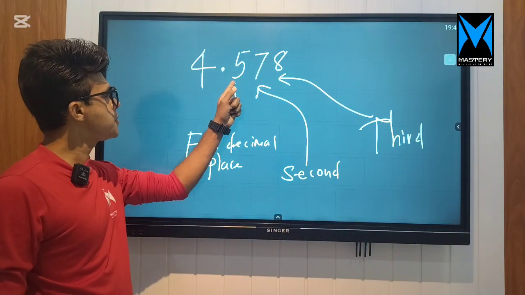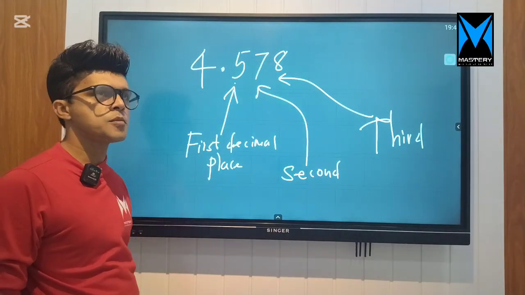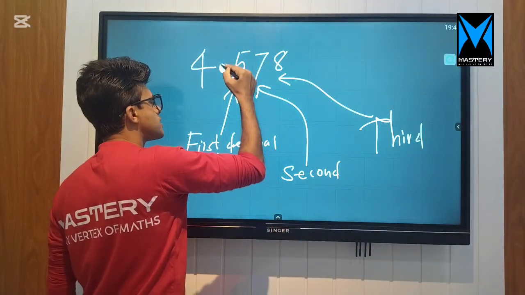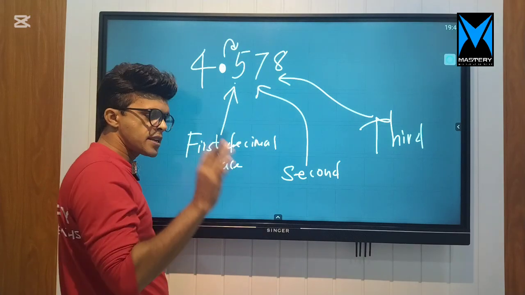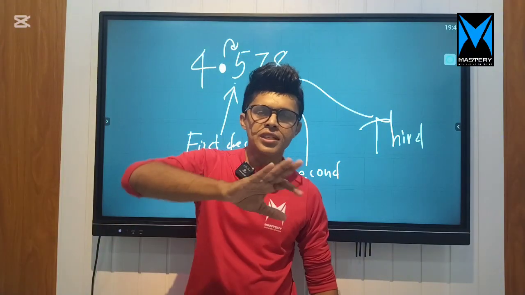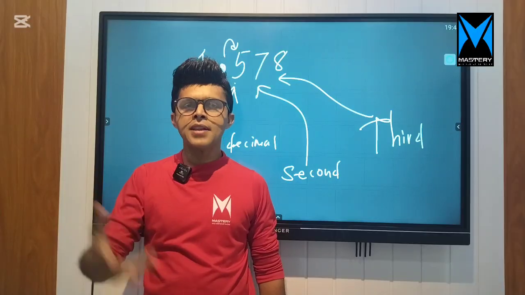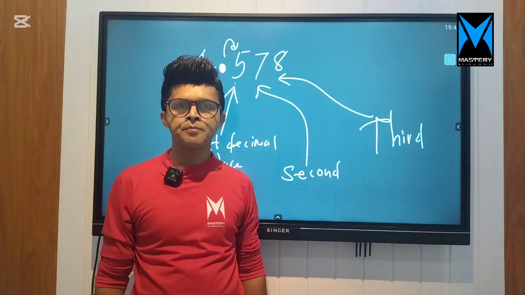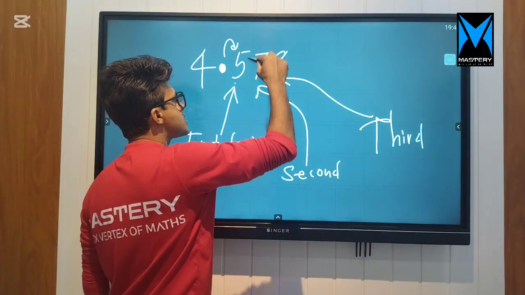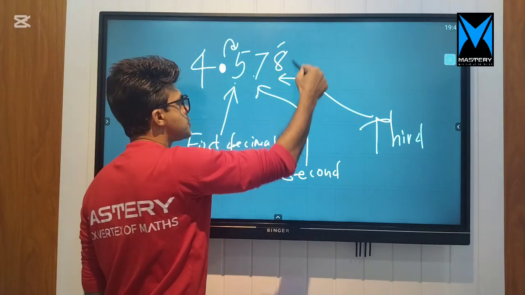So, first decimal place, second decimal place, third decimal place. How could we identify it? Considering the decimal point, the digit which is met first on the right side of the decimal point is named the first decimal place. The second position is the second decimal place. And this is the third decimal place.